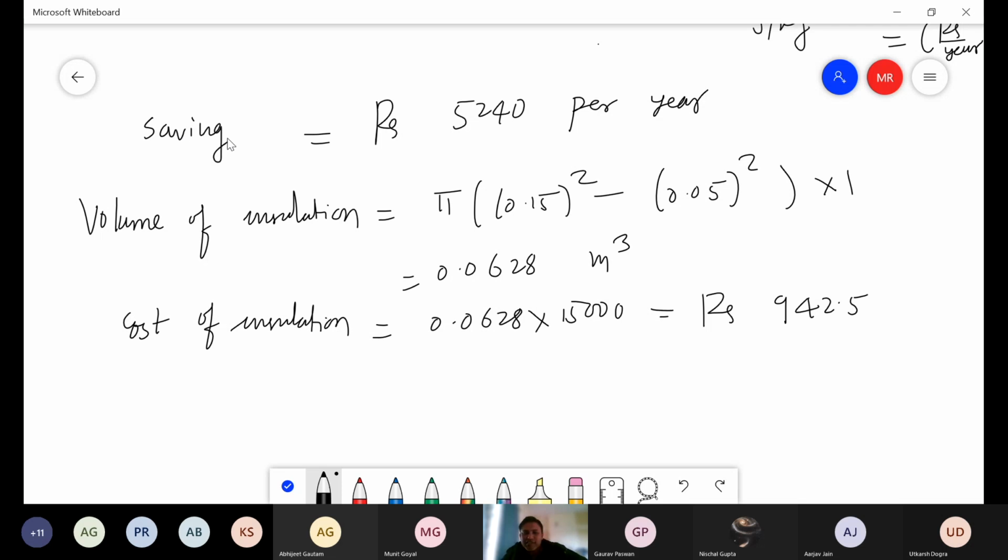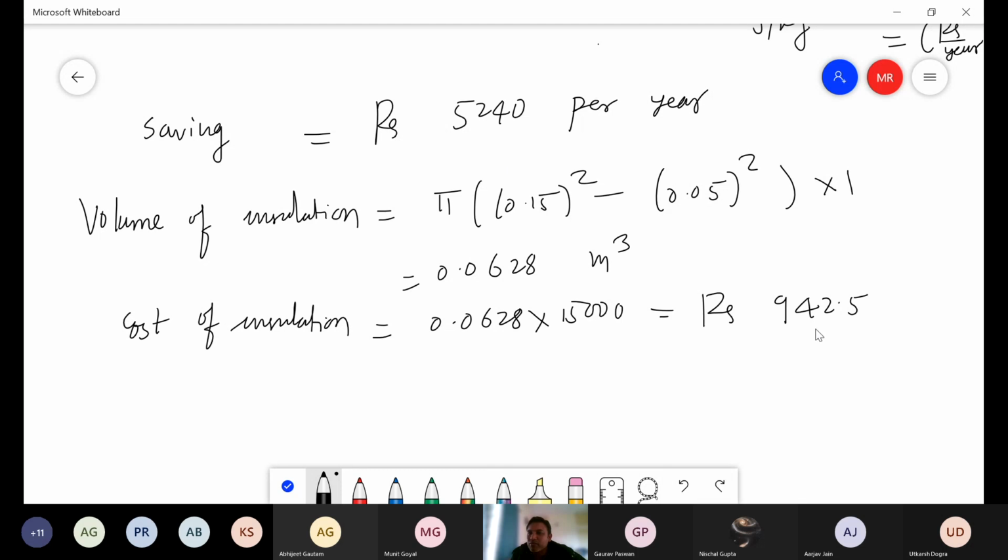Now the question is, how much time will I require to pay back this cost of the insulation? The cost of the insulation is 942.5, but the saving is 5,240 per year. If this cost had been higher than 5,240, then we would have calculated everything in terms of the compound interest which is given. The annual interest rate is given, but in this case it is not at all useful to me, because 942 is the cost and the saving is 5240.